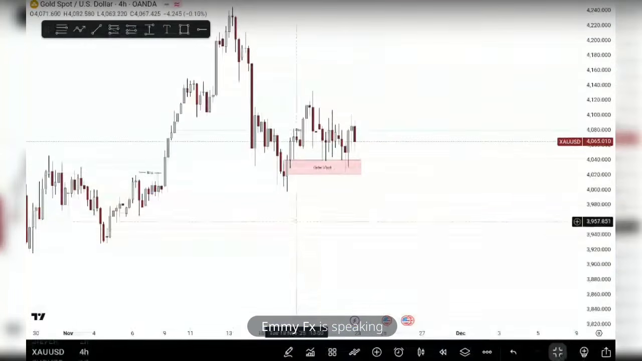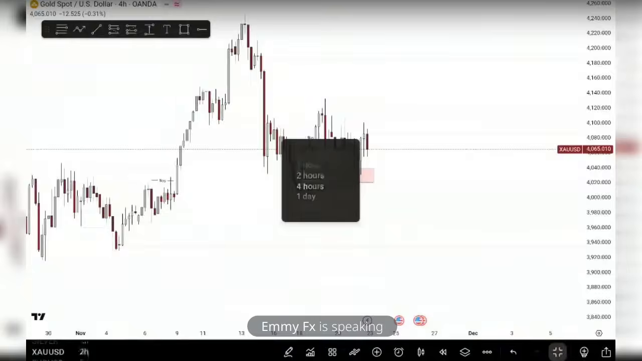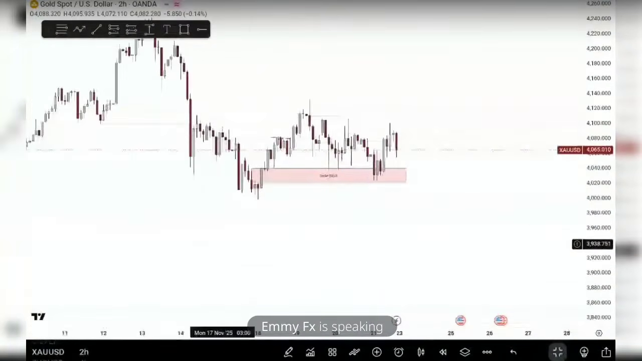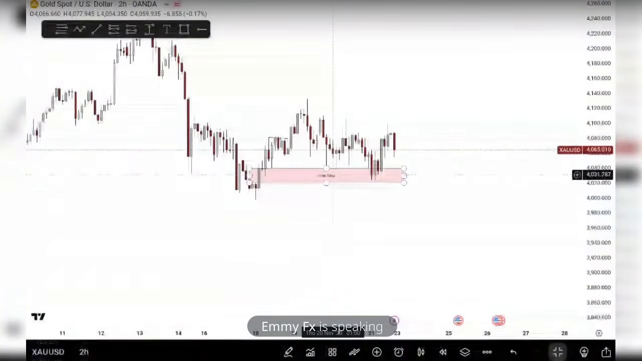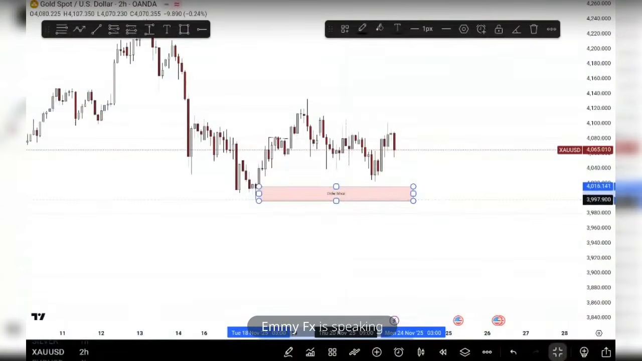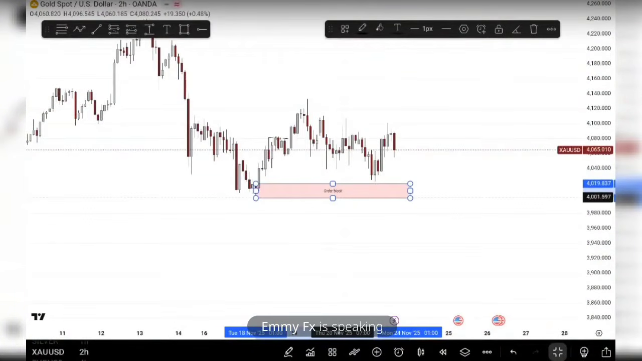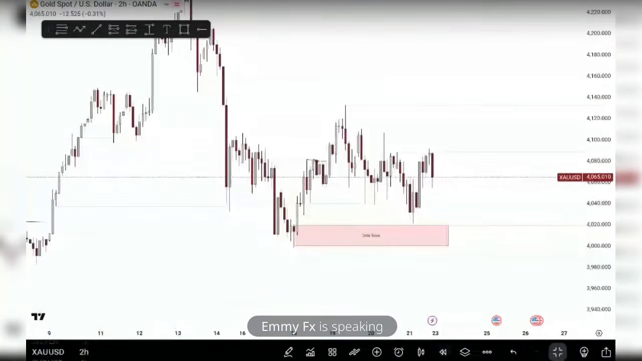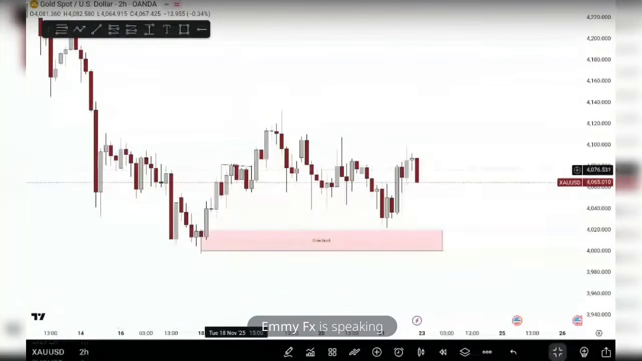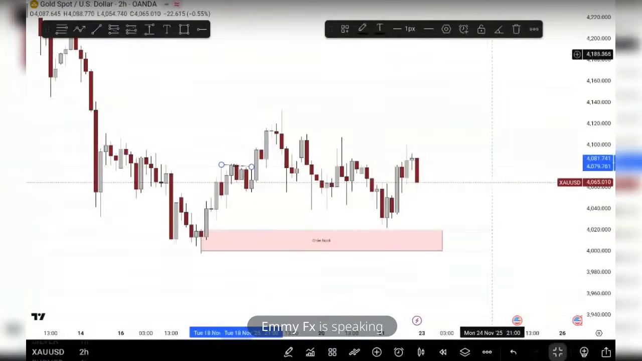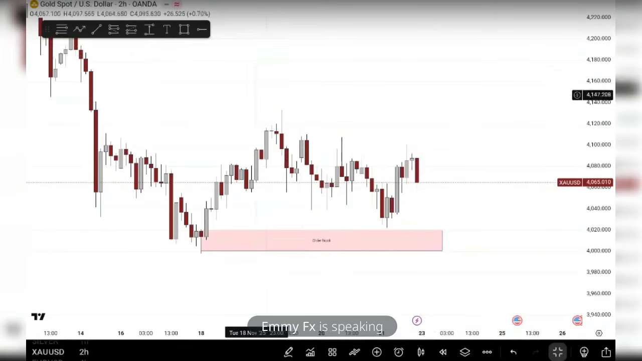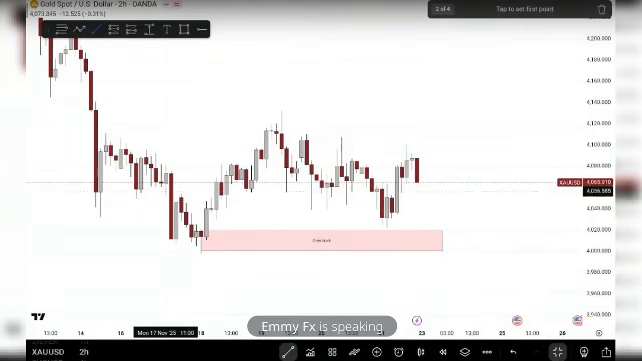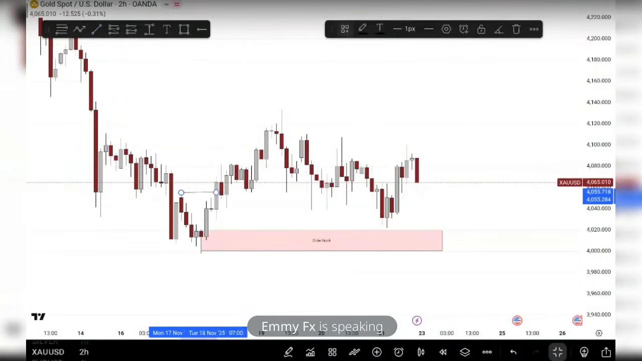Now I want us to go to our 2 hours time frame. In our 2 hours time frame, I want us to refine the order block. Here, this is the order block in our 2 hours time frame. But first, I want us to read the internal structures price is giving us. One thing I want you to know is that if you cannot read the market structure, you will never understand how the market movement is going. First, we have this break of structure to the upside here.